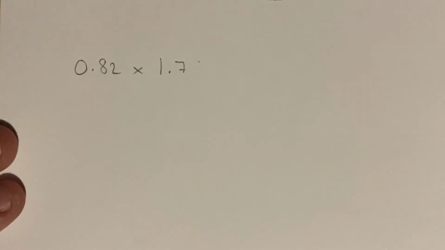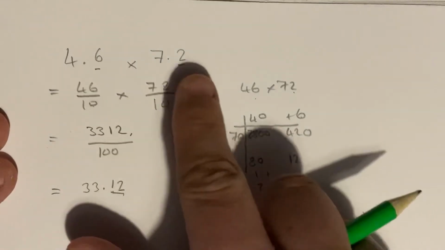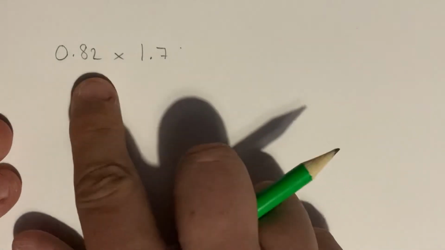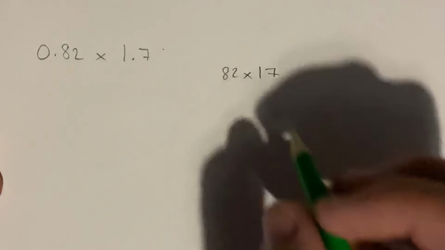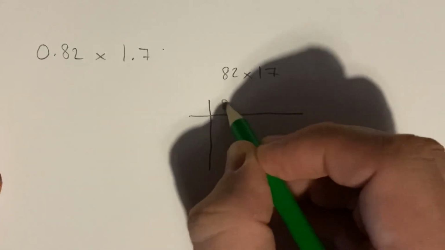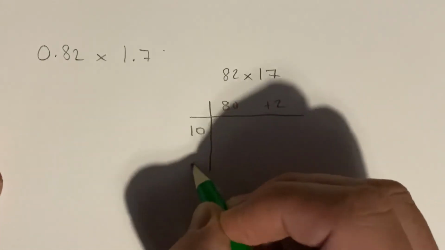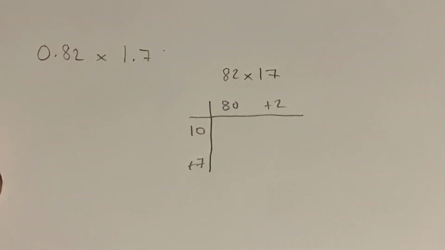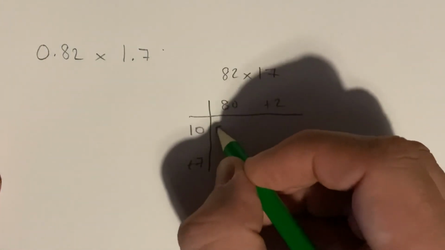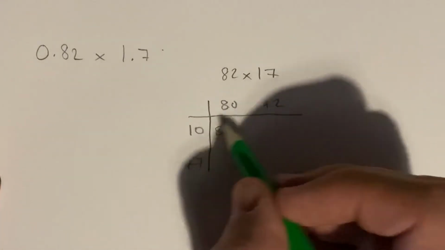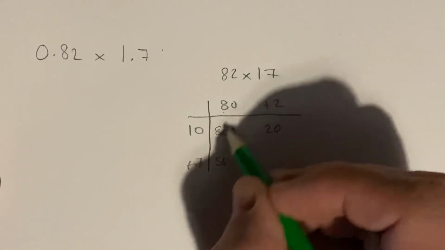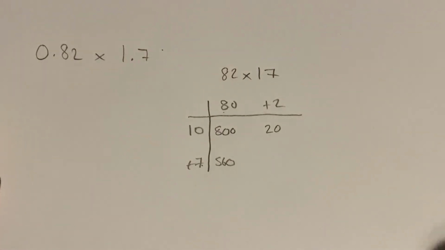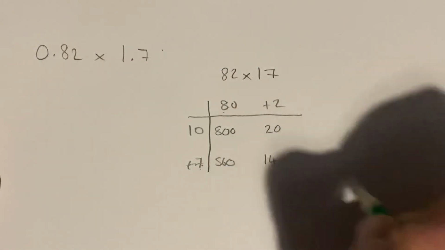We've got 0.82 times 1.7. So what we did in the last one, we just imagined it as being 46 times 72. We'll do that here as well. We're going to do 82 times 17. So at the side, 82 times 17. With my grid, that's 80 plus 2. I've got 10 plus 7 going down the side. 10 times 80, 800. 10 times 2 is 20. 8 times 7 is 56, so 80 times 7 would be 560. And 7 times 2 is 14.